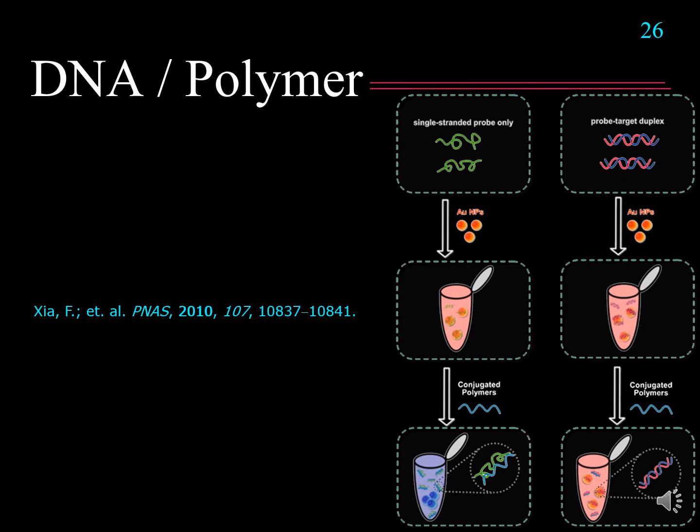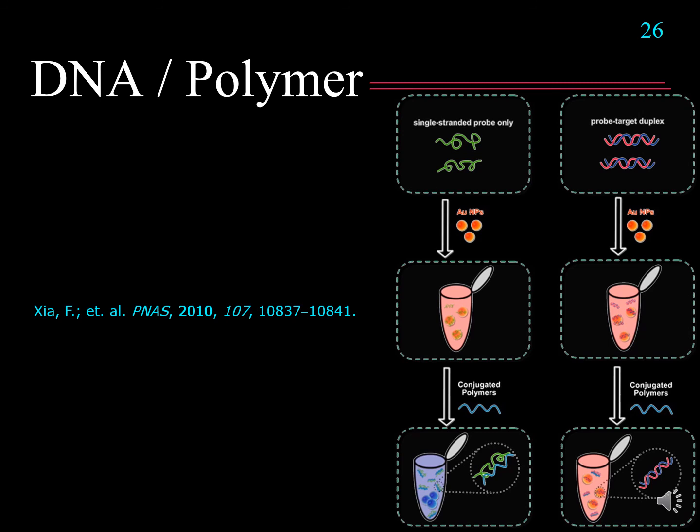DNA can also be combined with polymer chemistry to enhance the detection. For example, we have two samples here. On the left hand is a single-stranded probe. On the right hand is the probe with the target, bound together as a double-stranded helix. And then we add our gold nanoparticles inside. After we mix the gold nanoparticles in, we have just a mixture. And after that, we put the conjugated polymer inside.